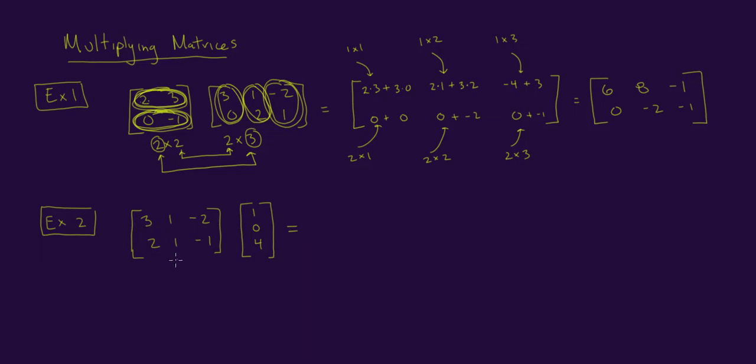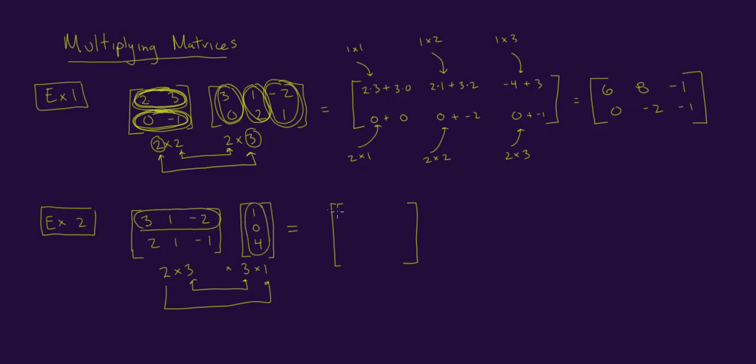So here we have a 2 row by 3 column being multiplied by a 3 row by 1 column. So we are allowed to do it because these numbers are the same, and the result is going to end up being 2 rows by 1 column. So it's going to look like this, 2 rows by 1 column. And then in order to get the first entry, we're going to take the top row multiplied by the first column. There is only 1 column.